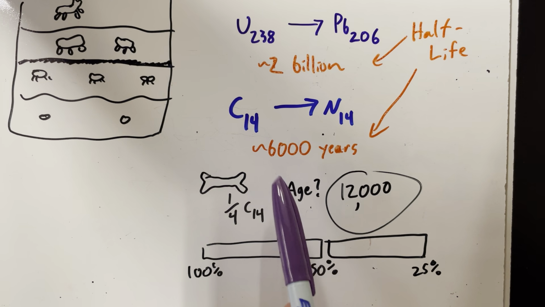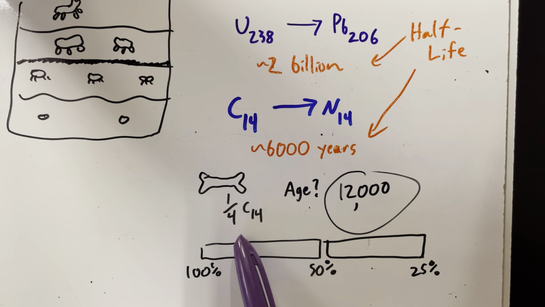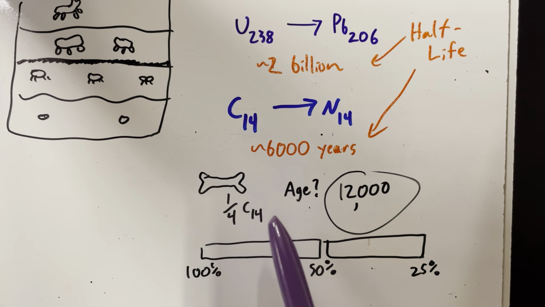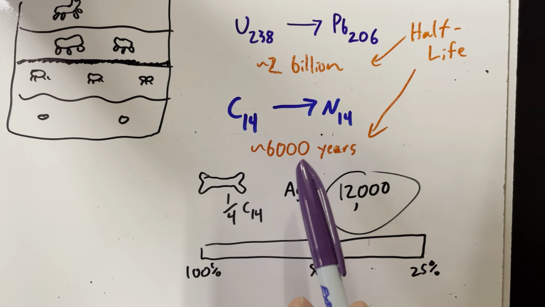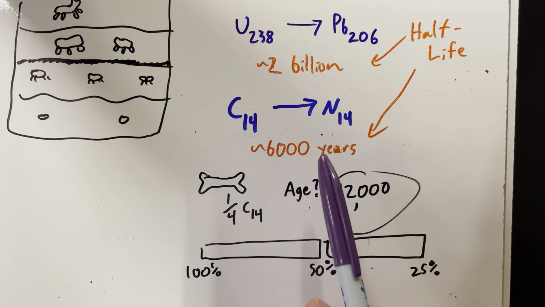But of course, there's a limit. If you're down to one tiny little thousandth of the original amount, the accuracy is really poor, right? So carbon dating is only effective down to about 50,000 years ago or so.